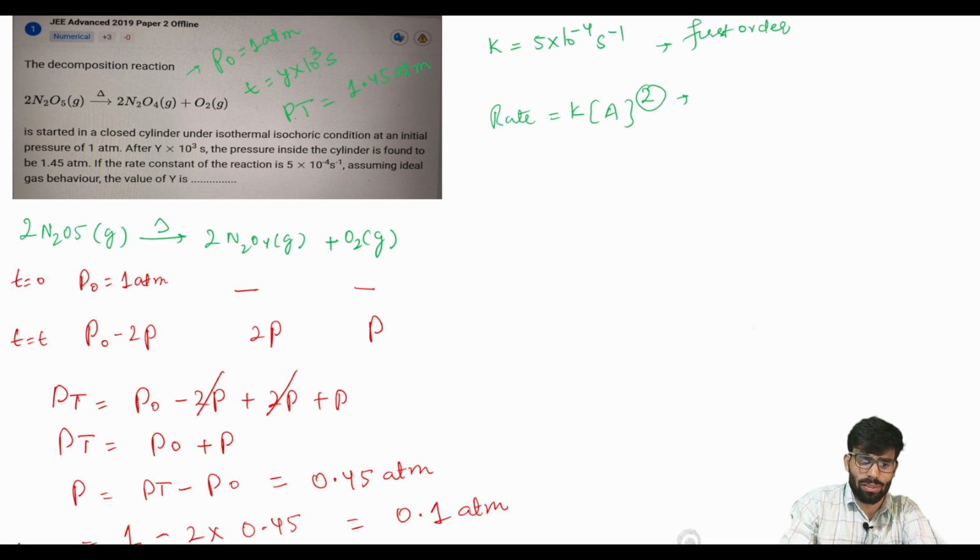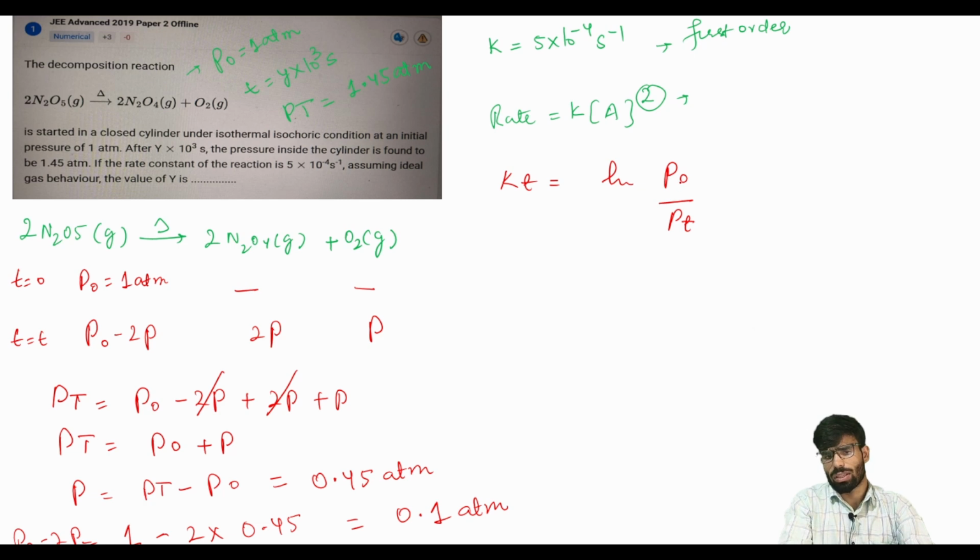This is the pressure after time t, that is P naught minus 2P. Now we can apply the simple rate law for the first order reaction, that is Kt equal to ln of P naught by the pressure at time t. It is simple. Usually we write the rate constant in terms of concentration of the reactants, but here it was given as pressure, so we can just replace the concentration terms by pressure terms.